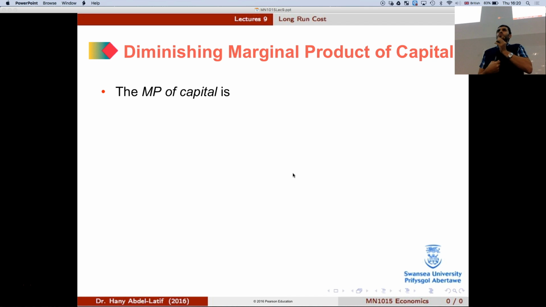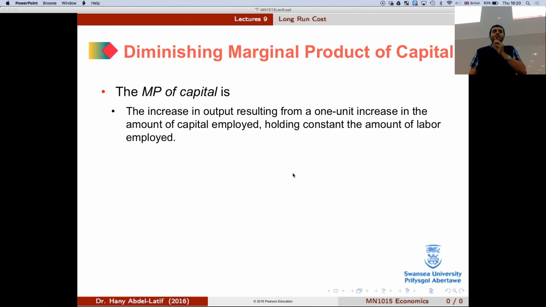This takes us to the concept of the marginal product of capital. We already covered the marginal product of labor last lecture, so it's the same concept. So what is the marginal product of capital? This is the increase in output resulting from a 1 unit increase in the amount of capital employed. So in our example, 1 more machine, holding constant the amount of labor employed. So we hold the other input constant and see how much 1 extra machine will add to the output. That is the marginal product of capital.